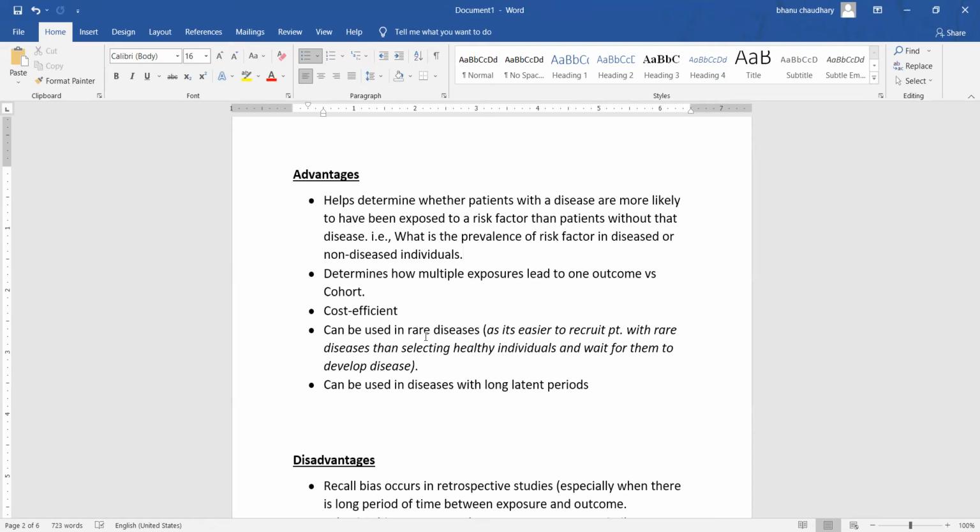Instead, what you can do is select all the individuals with the rare disease, because it would be easier to recruit patients with rare diseases, and then compare them with the patients without the disease and look at the exposure status. So it would be easier to use a case control study in rare diseases than a cohort study.